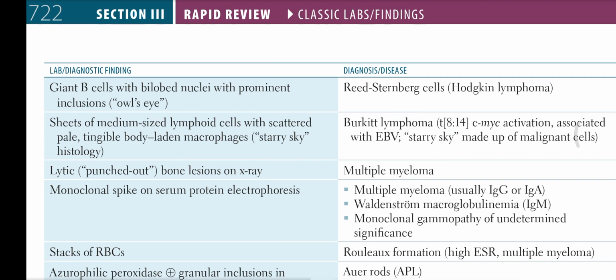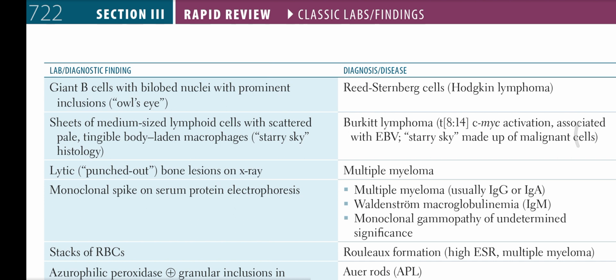Monoclonal spike on serum protein electrophoresis, that is multiple myeloma, Waldenstrom macroglobulinemia, monoclonal gammopathy of undetermined significance. Lytic punched out bone lesion on X-ray, multiple myeloma.